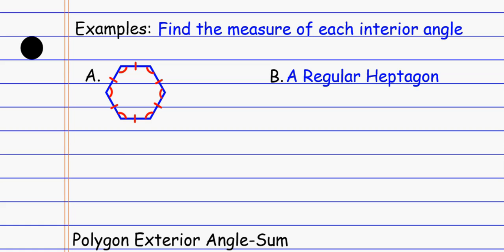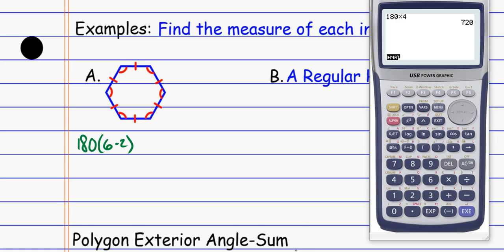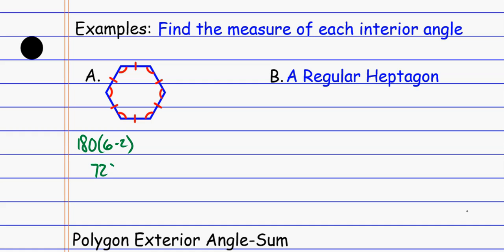So if I look at this one, the first thing I want to do is find the total of the angles. It has 6 sides, so I'm going to do 180 times 6 minus 2. I can use this to find the measurement of all of the angles added together. Oh, it looks like I already plugged this into my calculator, but here I go again. 180 times 4 gives me 720. And so that's the total of all the angles together.